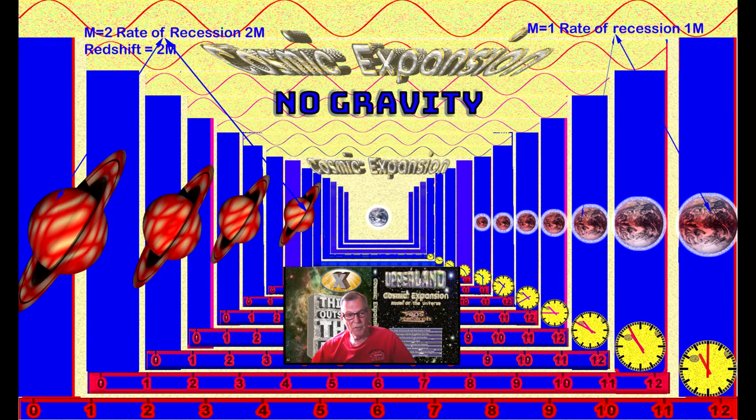So if the cosmos is expanding and every particle of mass in it is expanding also in its own right, and the expansion is proportional to mass, then we know that this planet over here on the left is twice as big, it's twice the mass, it's going to be moving away from us twice as fast. But we won't see it. See? This is crucial.